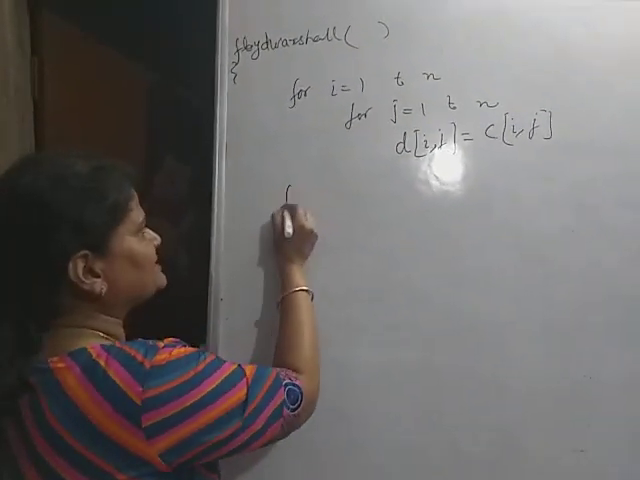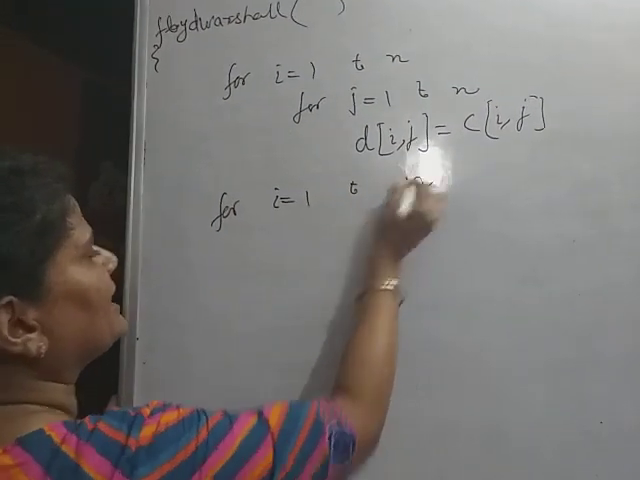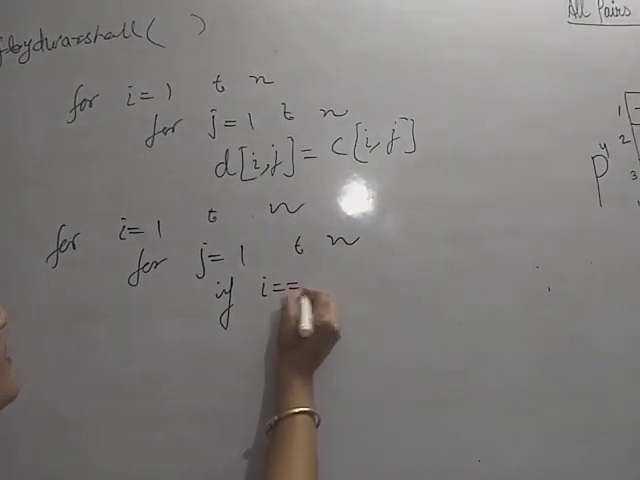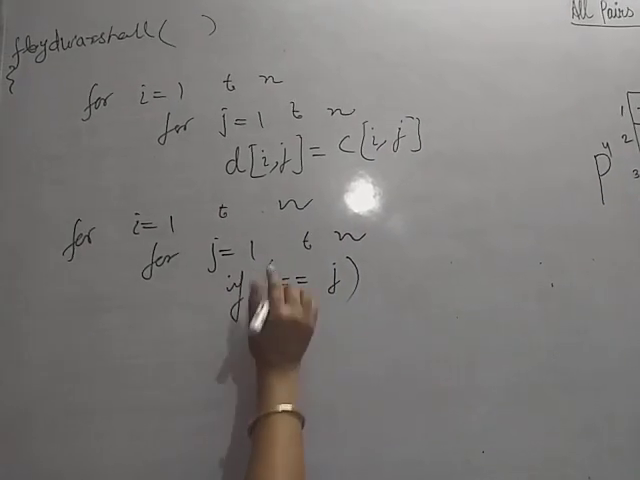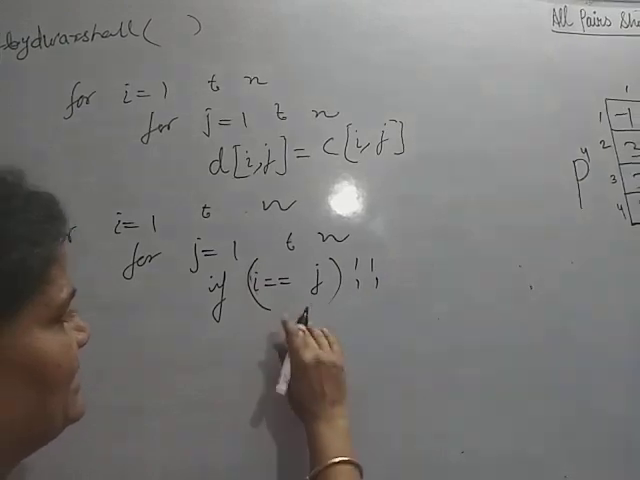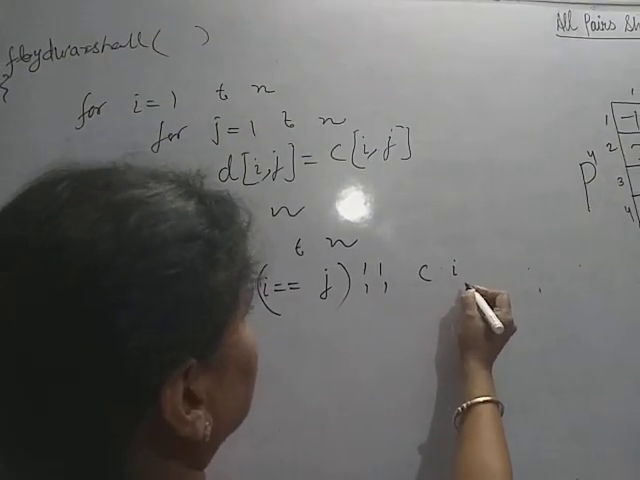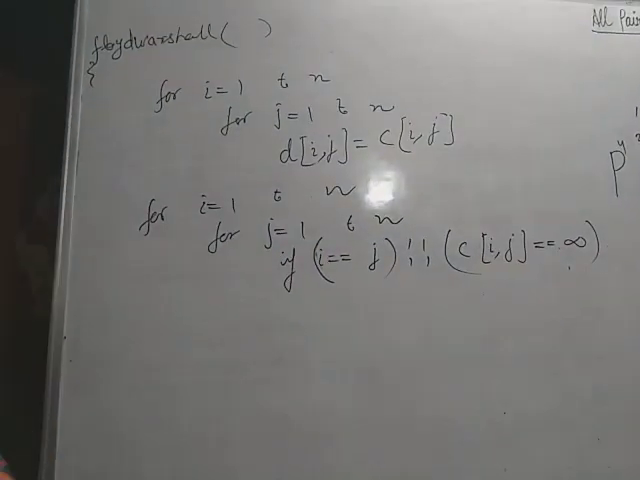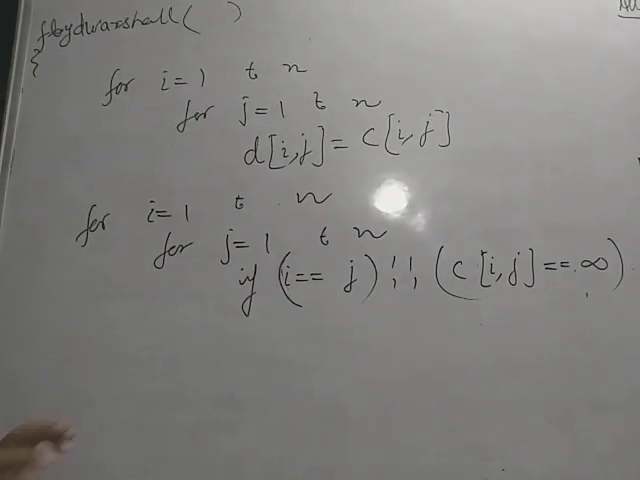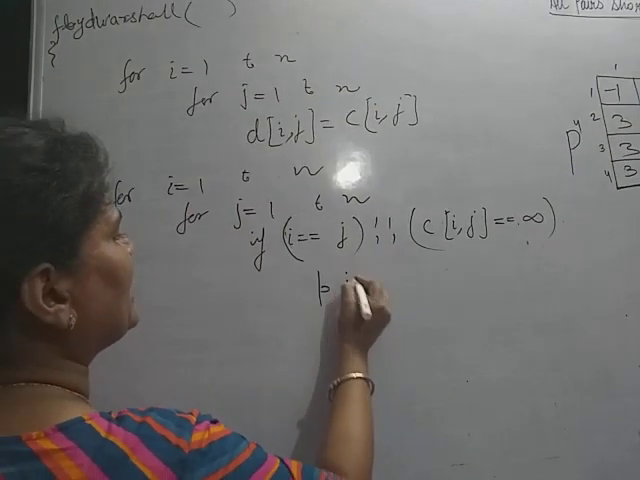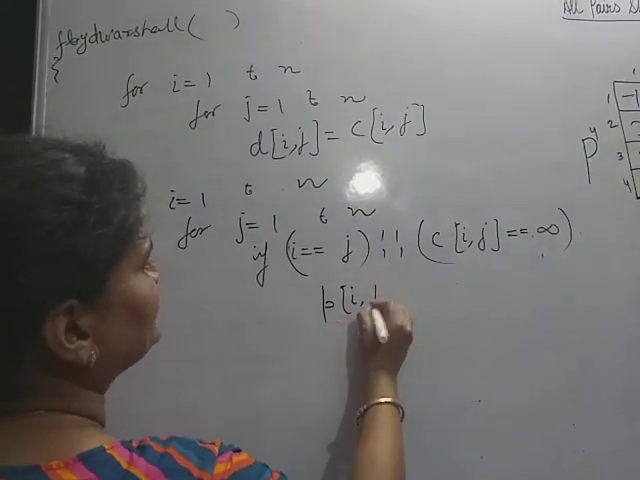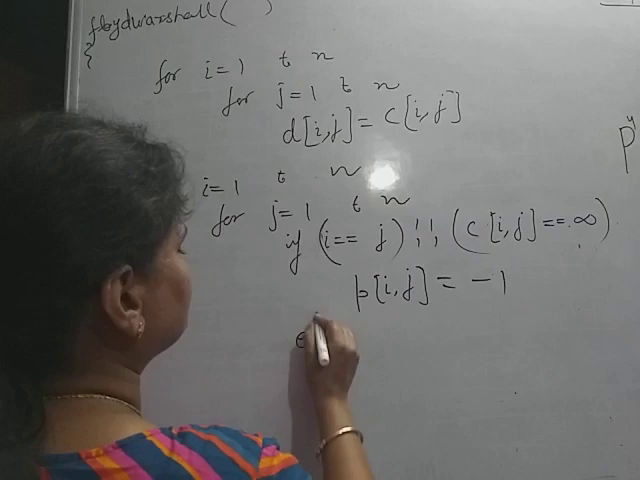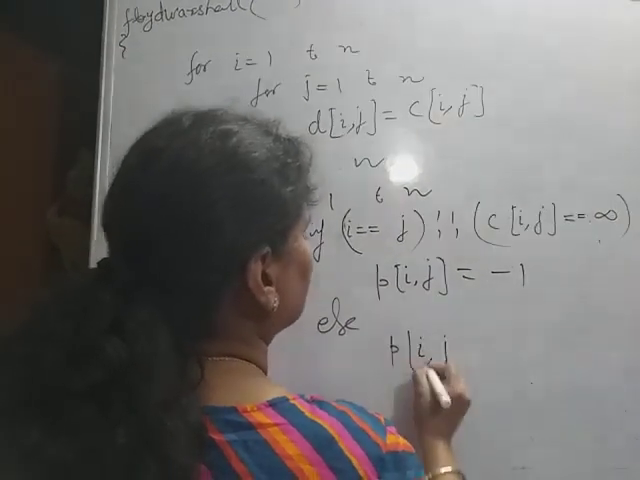For the path matrix, what is the initialization? For i equal to 1 to n, for j equal to 1 to n: if i equals j, meaning it is a diagonal entry, or C[i][j] equals infinity (when you implement it, infinity can be replaced with 999 or whatever), then P[i][j] equals -1, else P[i][j] equals i.